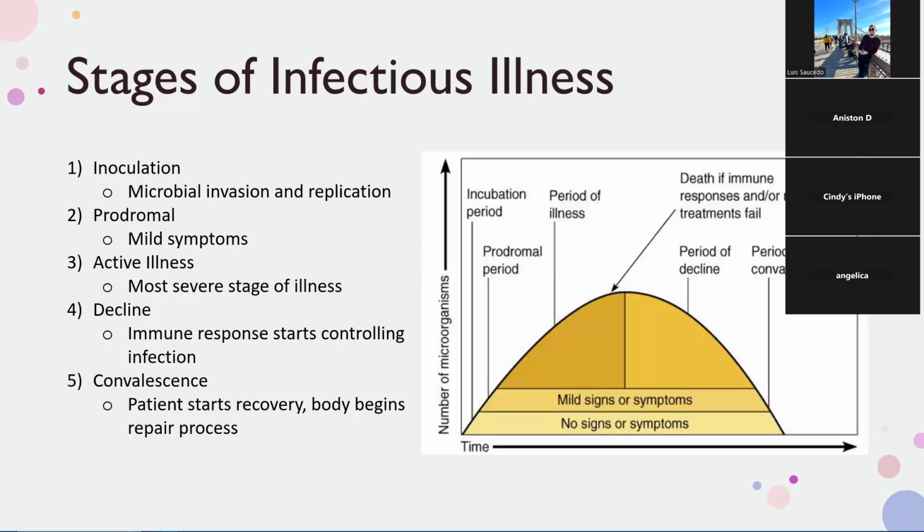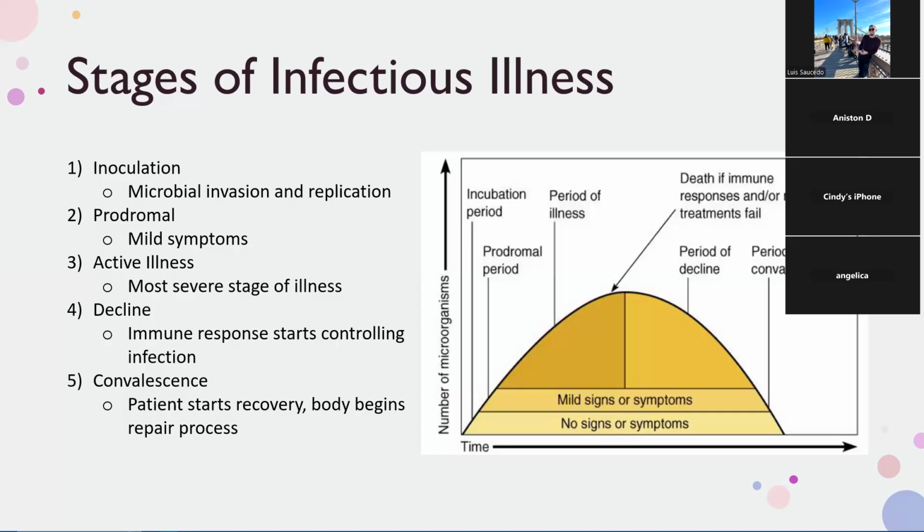And then the active illness, this is where you start having the fever, the chills, coughing, sneezing, all the signs and symptoms of when you get infected. This is typically the most severe stage of the illness. Right now, the infection is trying to take over and beat out your immune system. This is typically where the immune system is trying to play catch up and trying to control the infection.